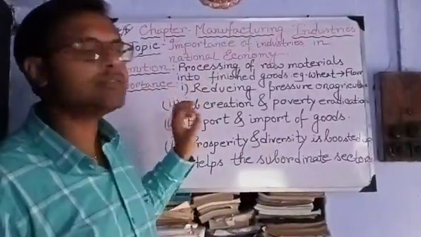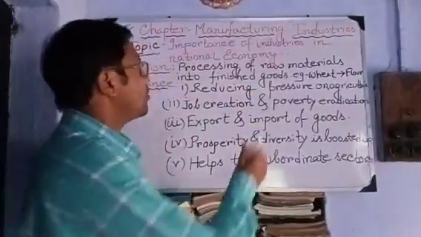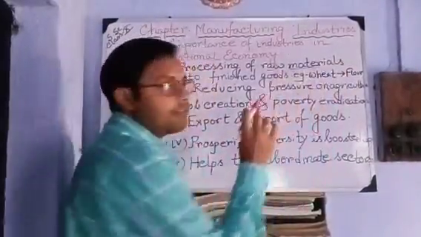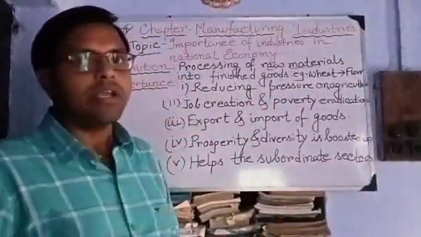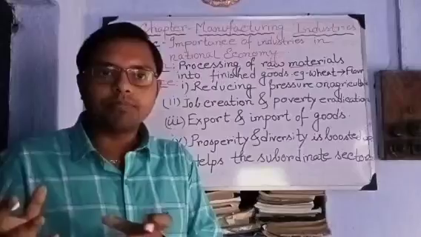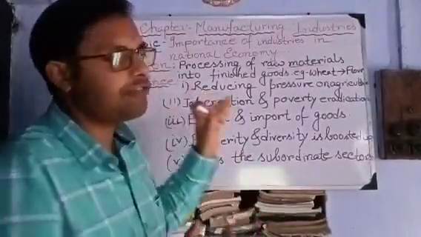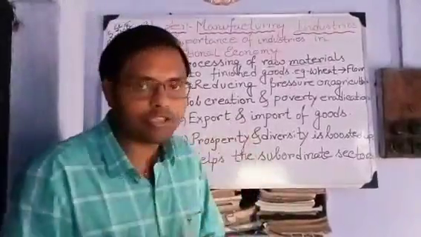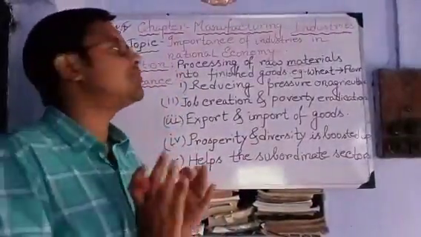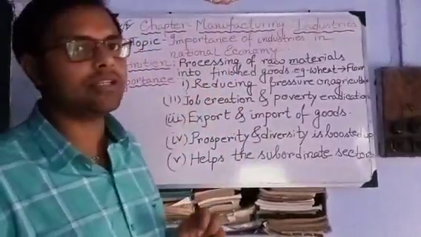What is manufacturing industry? It refers to the processing of raw materials into finished goods. That means any kind of agriculturally produced goods, when they become finished, utilizable goods with the help of technology or machineries, those activities will be treated as manufacturing industry.